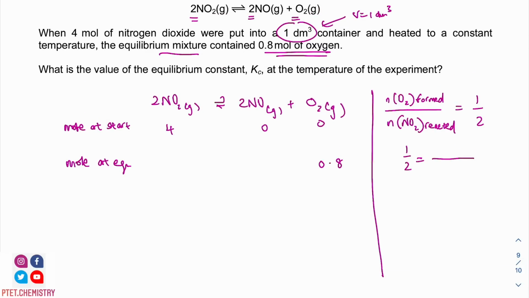Okay, so 0.8 mole of oxygen is actually formed. Top bit is for oxygen. 0.8 mole of oxygen is actually formed. Therefore, how much is the NO2 that reacted? So the mole of NO2 reacted, I can move the NO2 reacted up there. I will get 2 times 0.8, which is 1.6 mole. So 1.6 mole reacted.